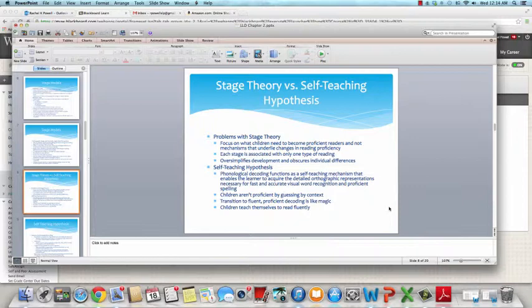And this seems to fit reading better as a definition: that phonological decoding functions as a self-teaching mechanism that enables the learner to acquire the detailed orthographic representations necessary for fast and accurate visual word recognition and proficient spelling. In other words, what Kennedy was doing is the self-teaching. She's seen the word come enough times to be able to access that route without phonologically decoding every word that has the word come in it.